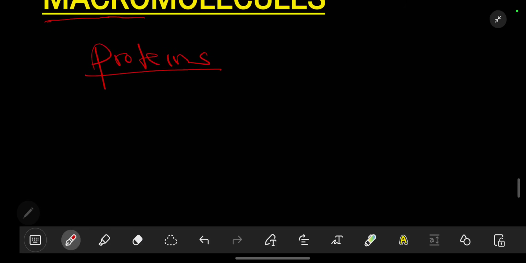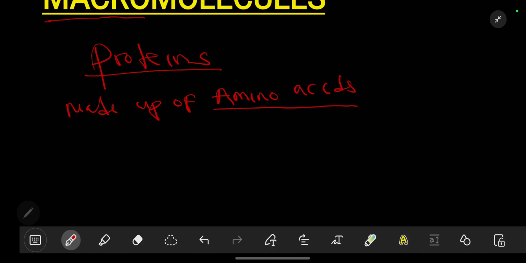So proteins are made up of amino acids. Amino acids are the monomers. Monomers are just subunits that are used to make polymers. Polymers are the large molecules. So macromolecules are basically polymers, which are formed as a result of the combination of many monomers.